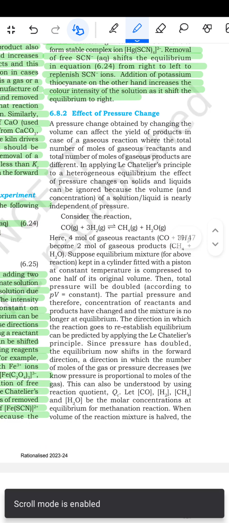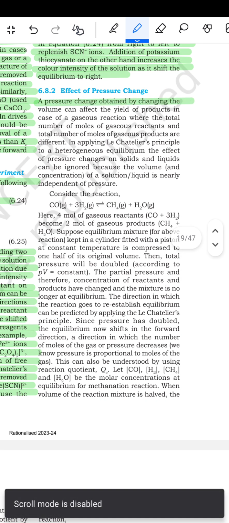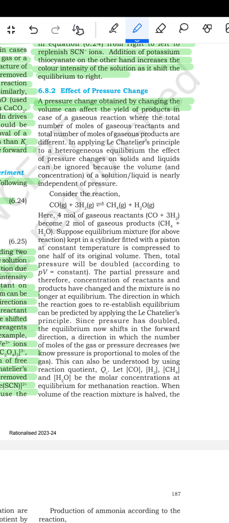अब बात करते हैं इफेक्ट ऑफ द प्रेशर चेंज की. तो a pressure change obtained by changing the volume can affect the yield of the products in the case of a gaseous reaction, where the total number of moles of the gaseous reactants and the total number of moles of the gaseous products are different. In applying the Le Chatelier principle to a heterogeneous equilibrium, the effect of the pressure change on the solids and the liquids can be ignored because the volume and the concentration of solids and liquids is nearly independent of the pressure.